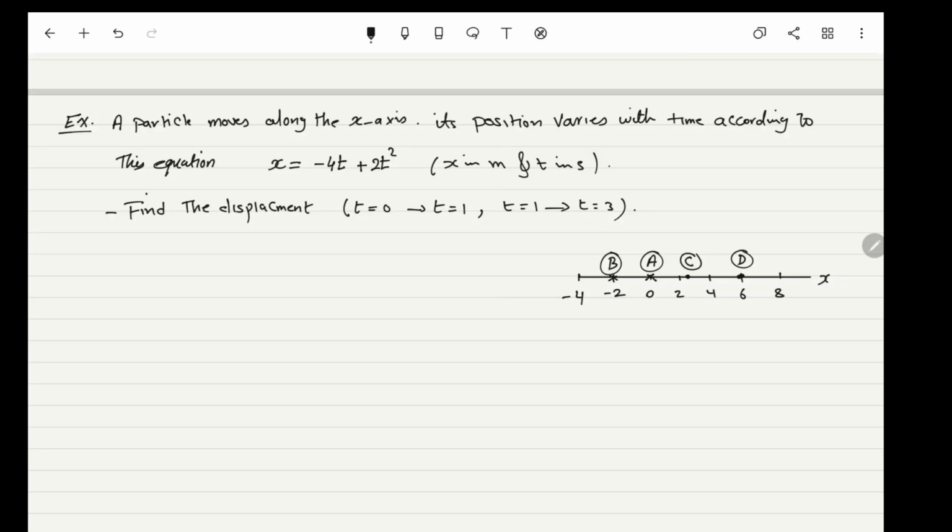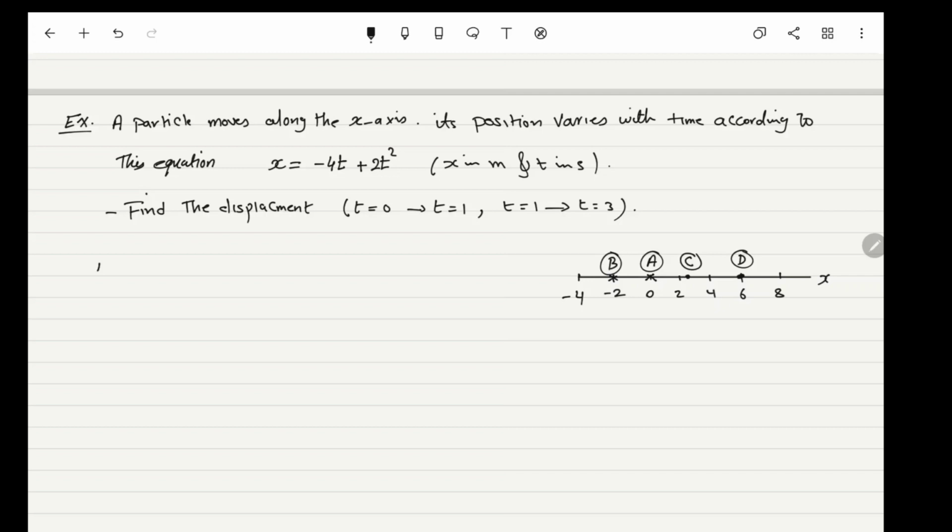Another similar example: a particle moves along the x-axis. Its position varies with time according to this equation here, and as we can see in the graph, it shows the particle in motion in one dimension. The question is, find the displacement of the particle at two time intervals, from 0 to 1 and from 1 to 3. So let's find the displacement for the first time interval.